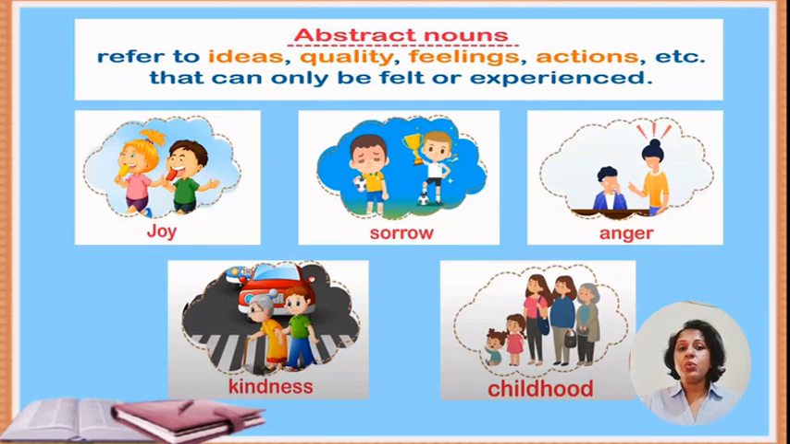So abstract nouns refer to ideas, qualities, feelings, actions that can only be felt or experienced. Examples are joy, sorrow, anger, kindness, childhood, friendship, entertainment. All these are abstract nouns.